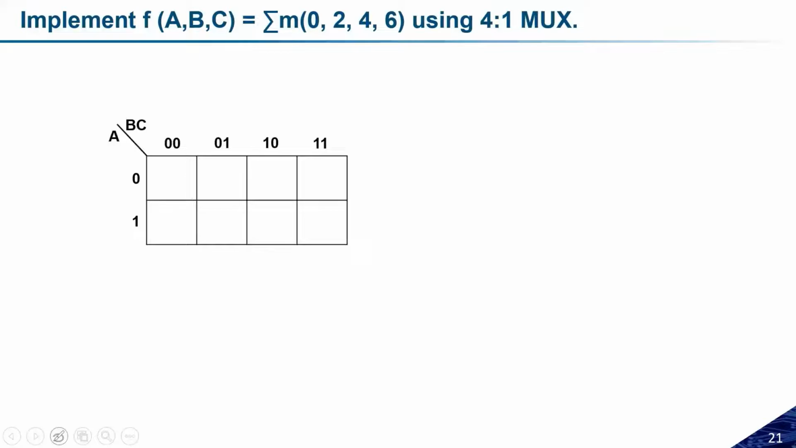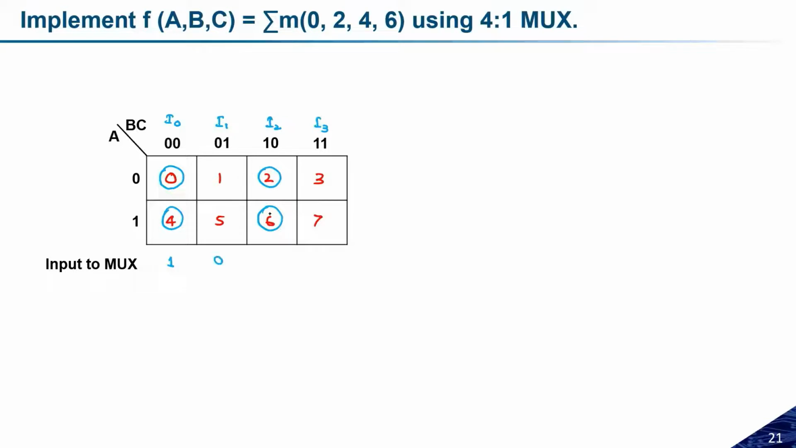Here I have the numbers 0 1 2 3 4 5 6 and 7. Now if you try to encircle here, 0 will be encircled, 2 will be encircled, 4 will be encircled, and 6 will be encircled. This one indicates I0, this one is I1, this one is I2, and this one is I3. Because 0 and 4 are encircled, that will give you logic 1. 1 and 5 are both not encircled, so that will give you logic 0. 2 and 6 are encircled, so that will give you 1, and 3 and 7 are not encircled, so that will give you 0. This is simply what you can do.